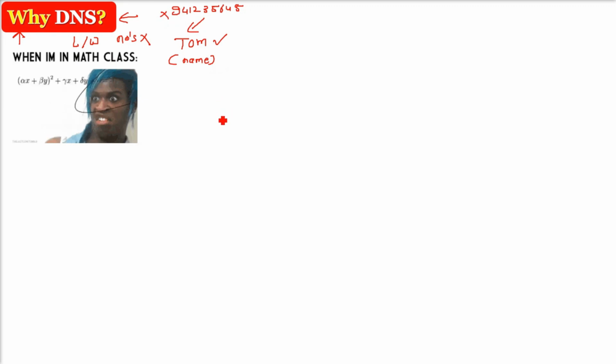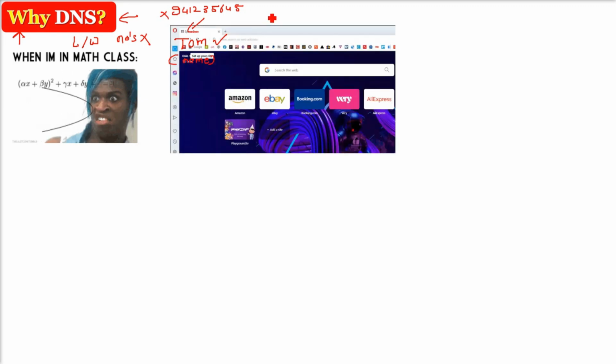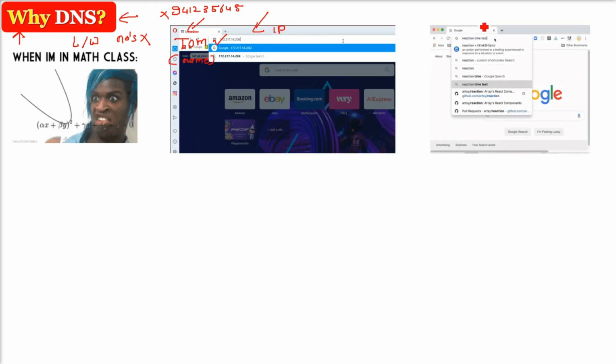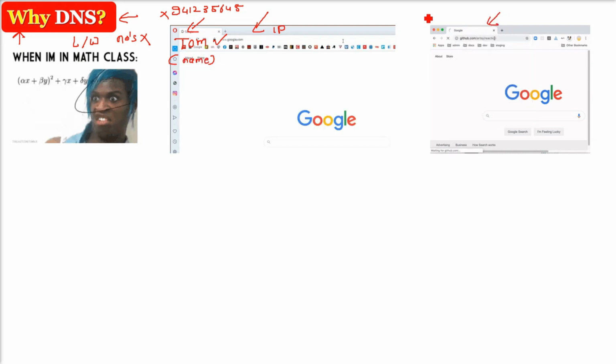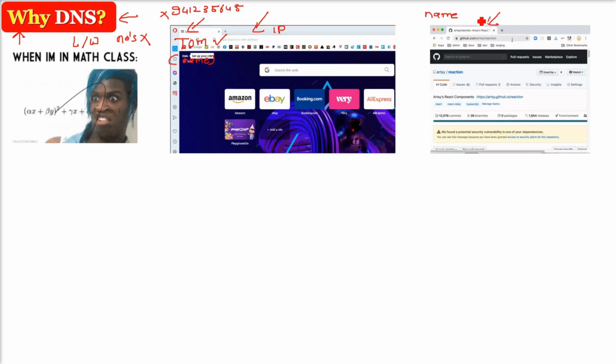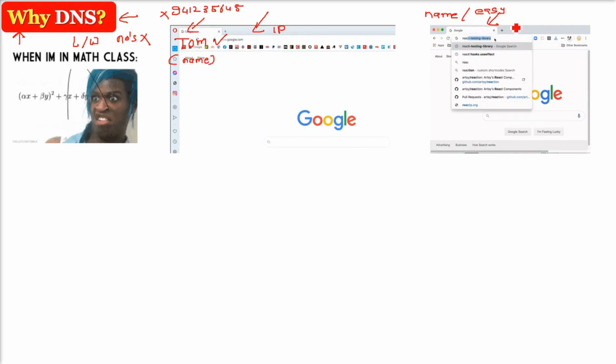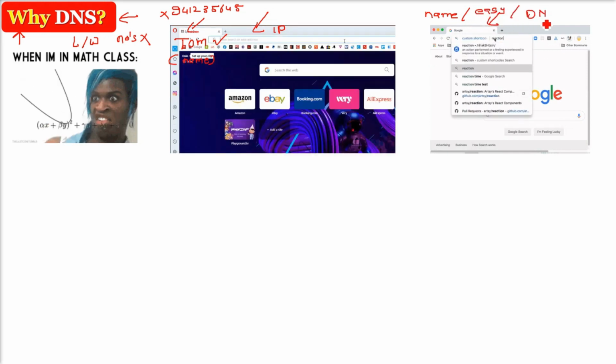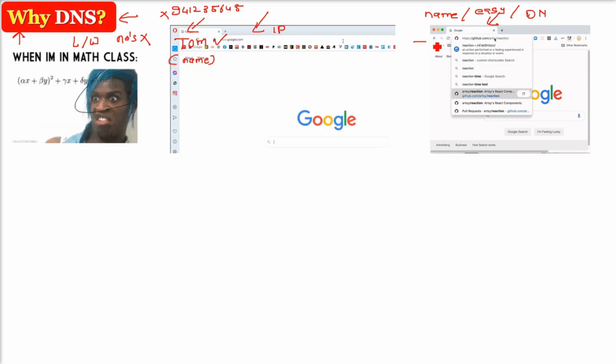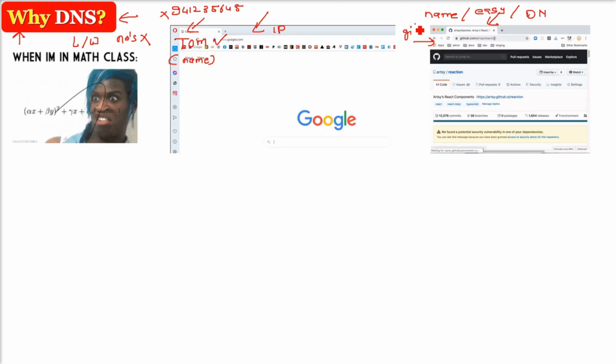Though it is possible to type an IP address into a browser to reach a website, most people want an internet address to consist of easy to remember words, and these are called domain names. For example, if you see here, www.github.com is better than the IP address of the same.